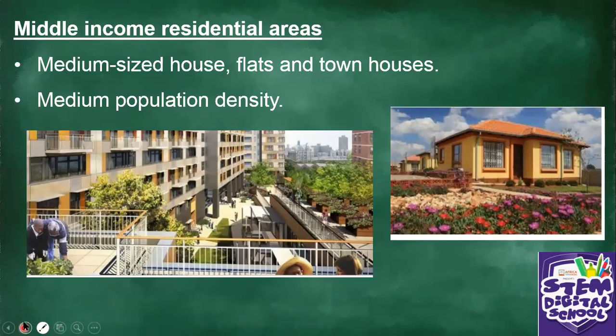Those who earn middle income or medium. These are medium-sized houses or flats or townhouses. The population density is also medium. It's not high, it's not low, but it's medium. You can see the flats, the townhouses, these ones. So these ones are called what? They fall under middle income residential areas. So it's the flats and townhouses.